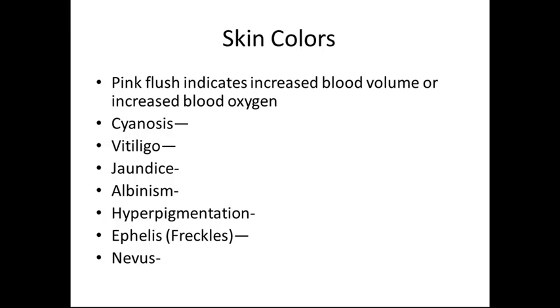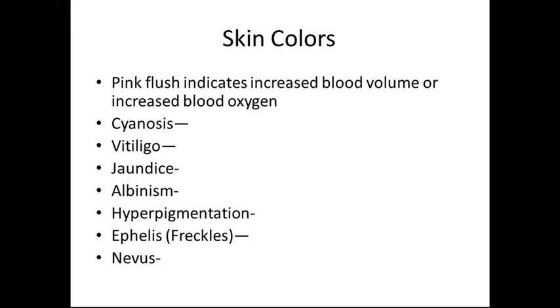Vitiligo is patchy light skin areas resulting from an acquired loss of the epidermal melanocytes. Jaundice is yellowing of the skin, usually caused by liver dysfunction. Albinism is an absence of any skin pigment. Hyperpigmentation usually consists of darker pigments in a given area and can be seen throughout the body and is usually caused by hormonal changes, most commonly present in pregnant women.